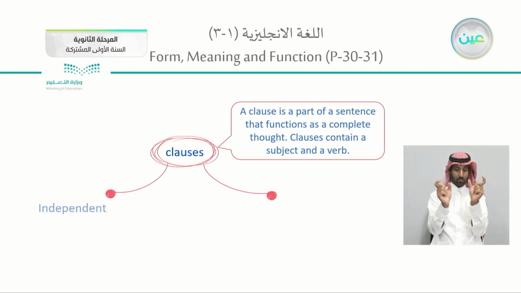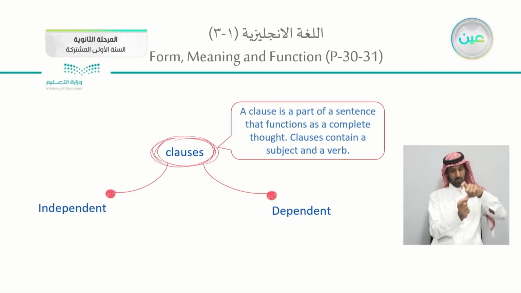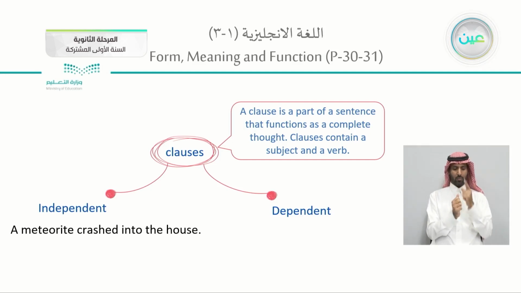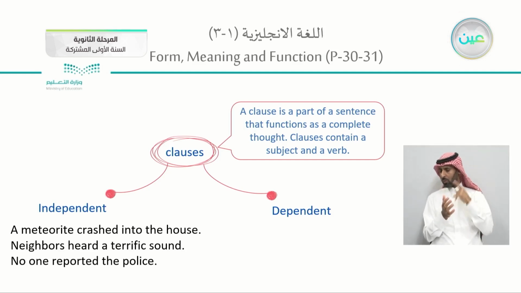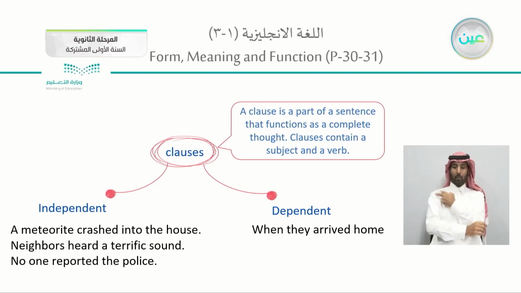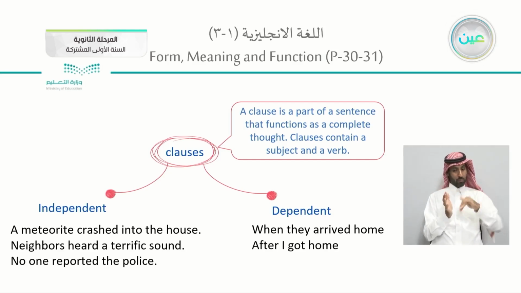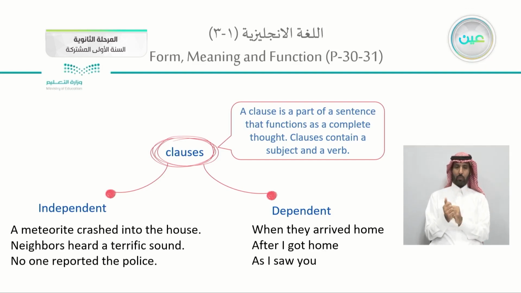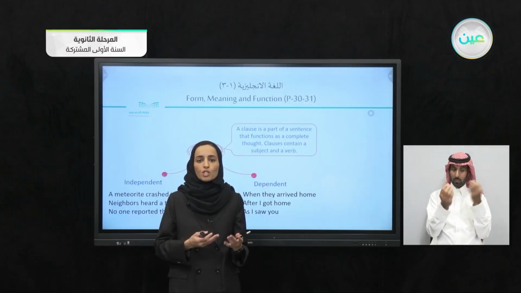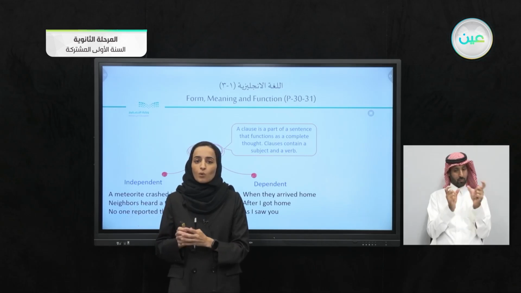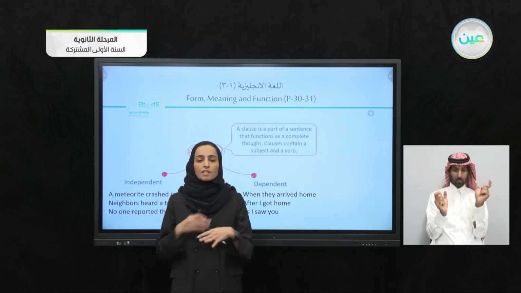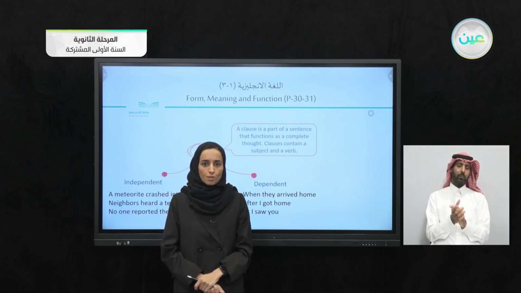Clauses are of two kinds. We're having the independent clause and the dependent. Examples for the independent: a meteorite crashed into the house. Neighbors heard a terrific sound. No one reported the police. The dependent one: when they arrived home, after I got home, and as I saw you. So we're having an idea in here. However, we have to complete the thought. We still wait for more information. However, for the independent ones, we have a complete thought. It can stand alone, and it has already given you the complete information.